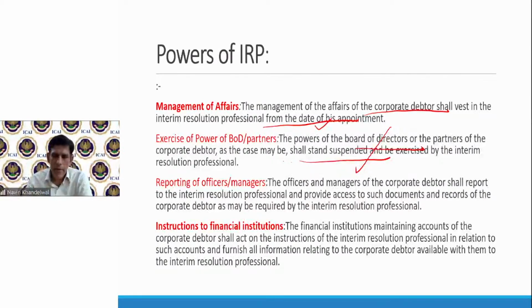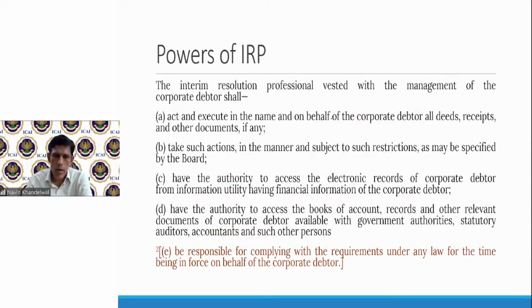So this is the power of IRP. Once he comes into action, because he has to take over the management and the affairs of the corporate debtor, what will he do? He will act and execute in the name of the corporate debtor all documents. He will have authority to access any electronic records of the corporate debtor from information utility having financial information of the corporate debtor, including that.